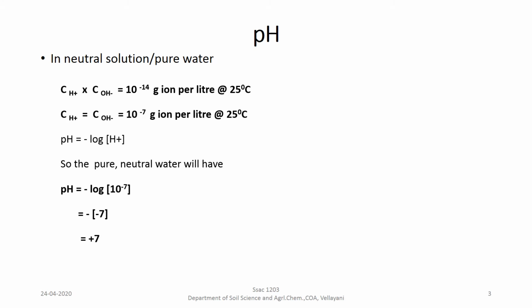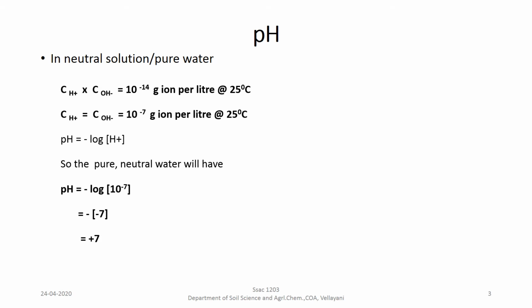Now, it was experimentally determined that the product of the concentration of the hydrogen ions and the hydroxyl ions in pure water is 10 raised to minus 14 grams per liter at a temperature of 25 degrees centigrade. At a temperature of 25 degrees centigrade, the concentration of the hydrogen ions and the hydroxyl ions in pure water was determined to be 10 raised to minus 14 grams per liter.